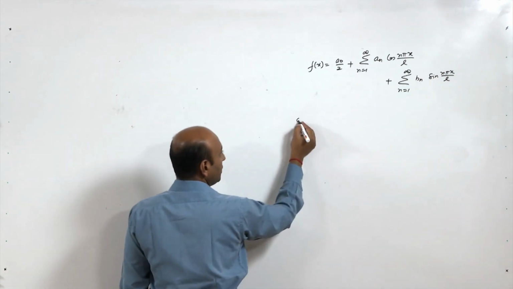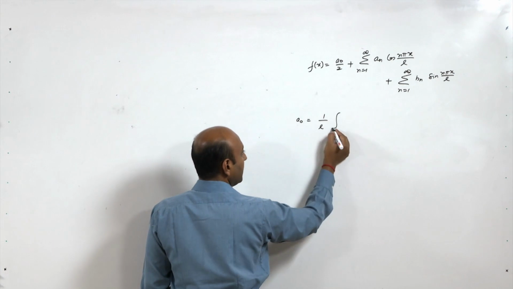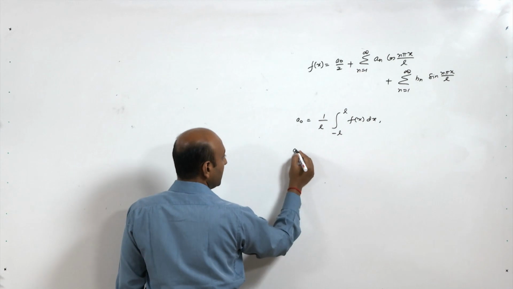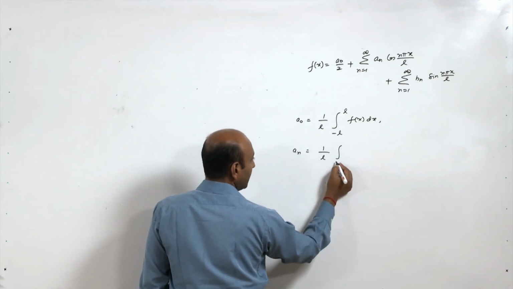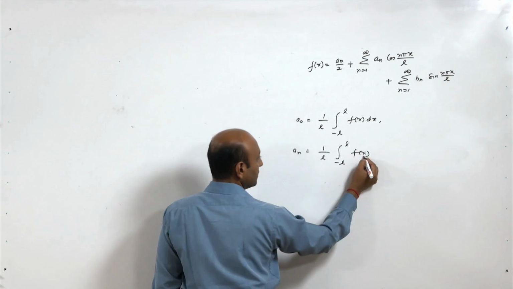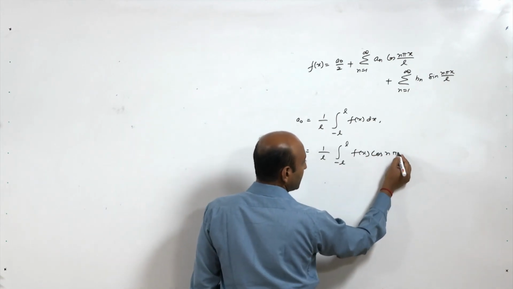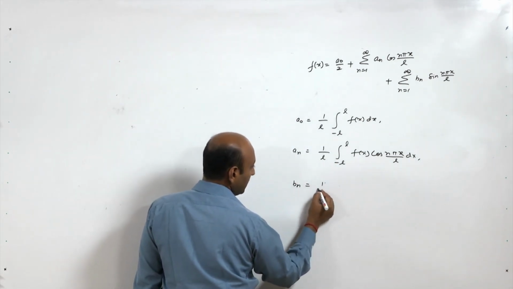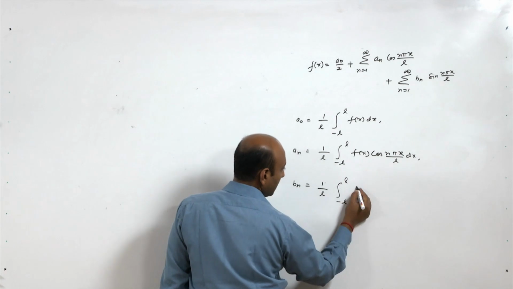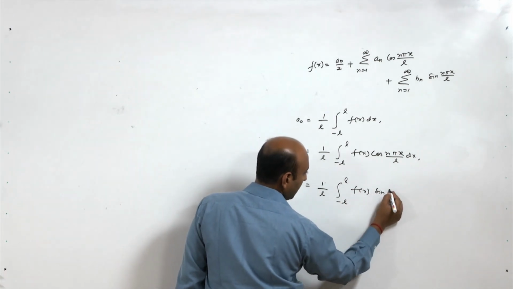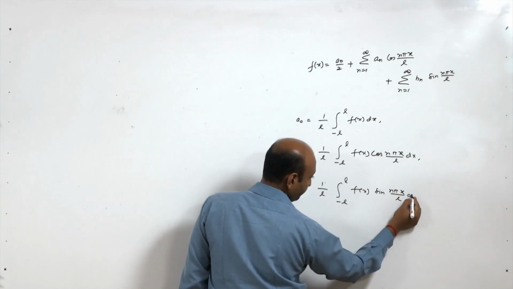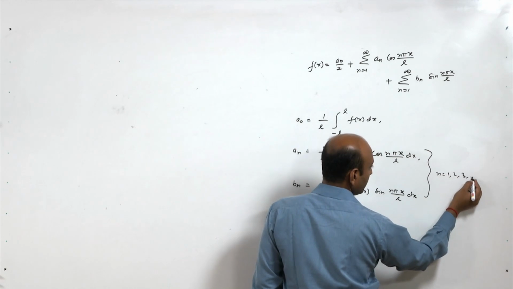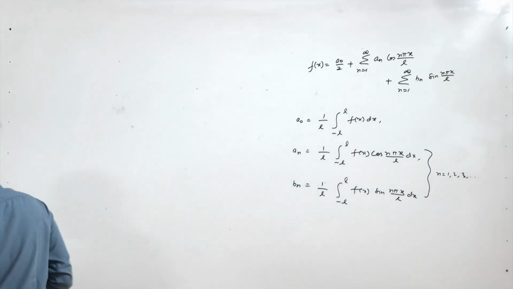Now, what is a naught? A naught is nothing but 1 by L integral from minus L to L of f(x) dx. This we have derived. An is nothing but 1 by L integral from minus L to L of f(x) cos(n pi x by L) dx, and bn is 1 by L integral from minus L to L of f(x) sin(n pi x by L) dx. Here in these two expressions n is 1, 2, 3 and so on. So, now let us solve this problem.